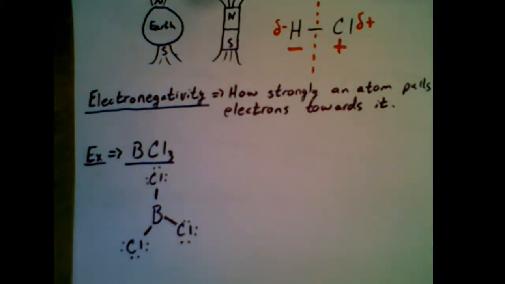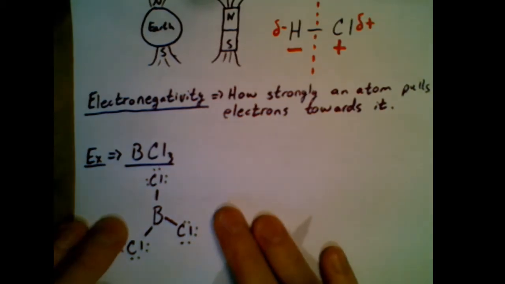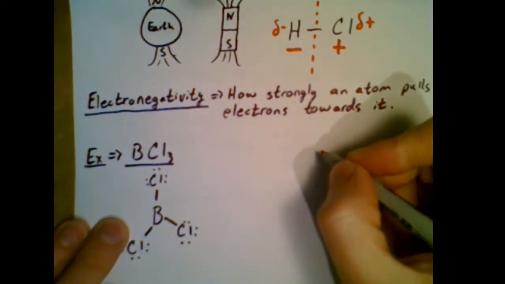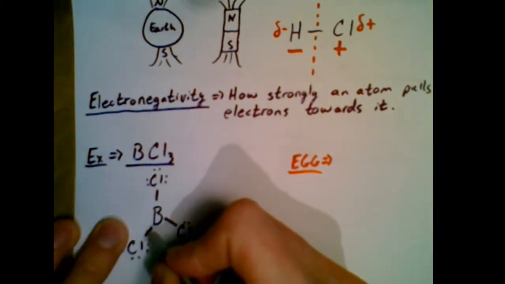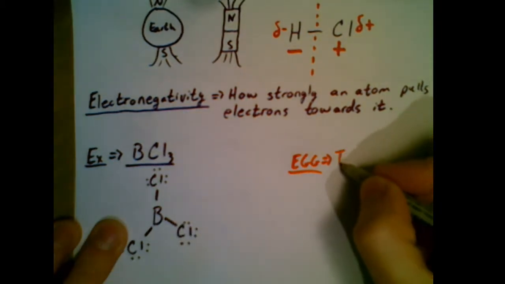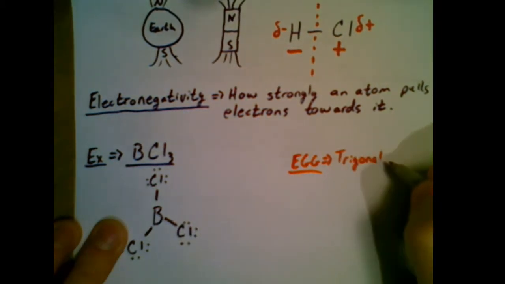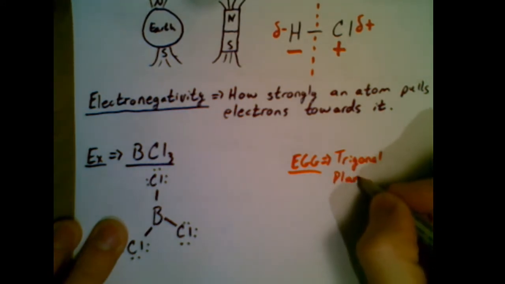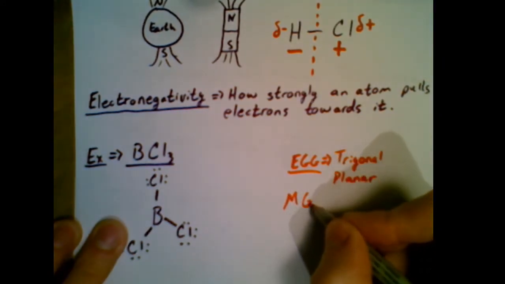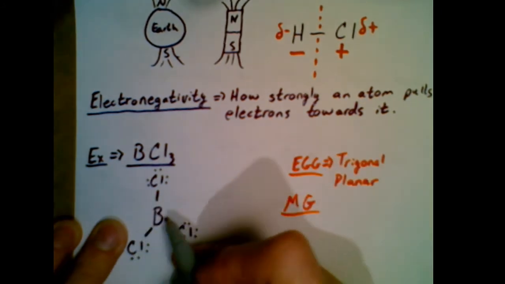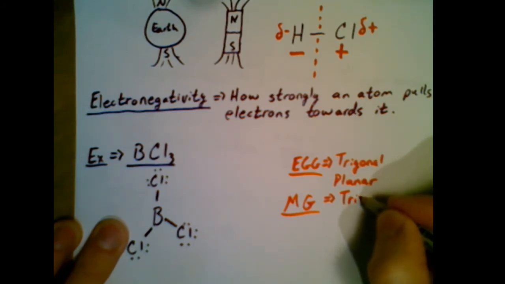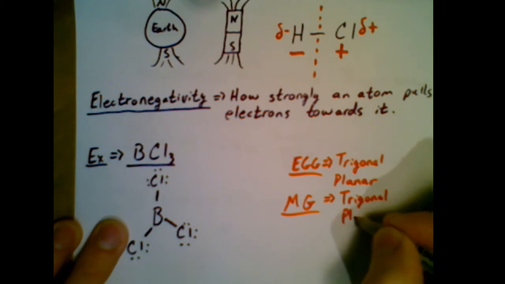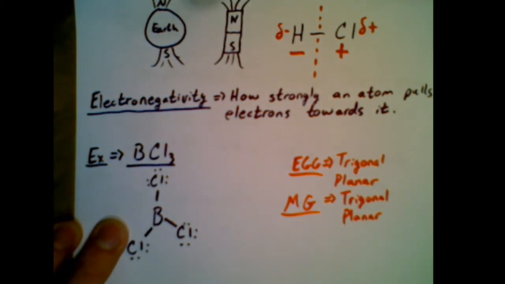Now that we've done this, let's take a look at the geometry of this. This is an electron group geometry of, well, you have 1, 2, 3 electron groups. That's going to be trigonal planar. Let's figure out our molecular geometry then. Well, for the molecular geometry, there's no lone pairs around the central atom. The molecular geometry here is going to also be trigonal planar.